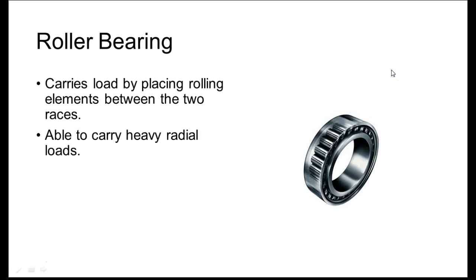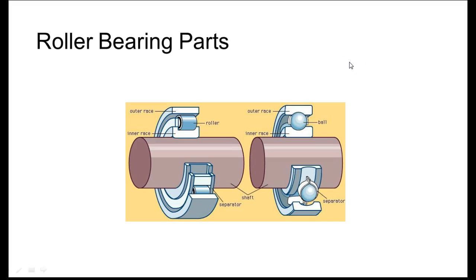Roller bearings carry load by placing it on a rolling element. These are able to carry a heavier radial load. Are we okay there? Any questions? Basically the parts are the same. You can see the difference. Instead of having a ball, we have what? Rollers. It's pretty obvious the advantage of those.